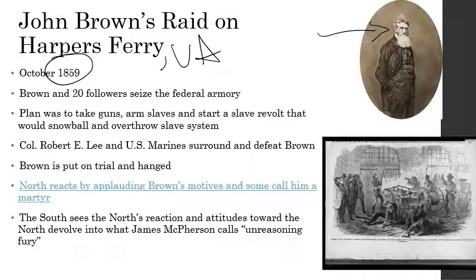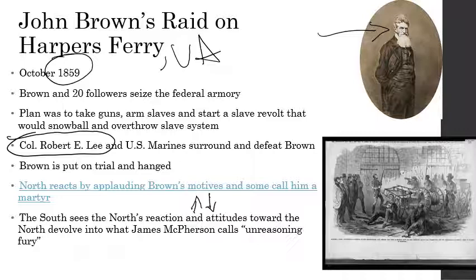So it's pretty much just him and his followers, and eventually they're put down by a guy that's going to become more important later on. His name was Robert E. Lee, who becomes the general of the Confederacy. But he and the U.S. Marines are able to surround and defeat him. He's put on trial and hanged. But there are different reactions between the two parts of the country that really start to show the polarization that is really just on the edge at this point.